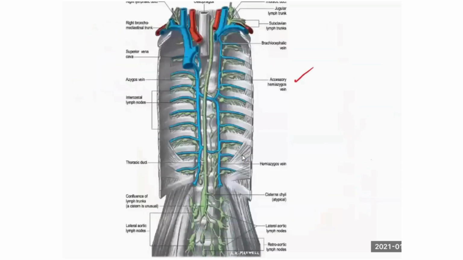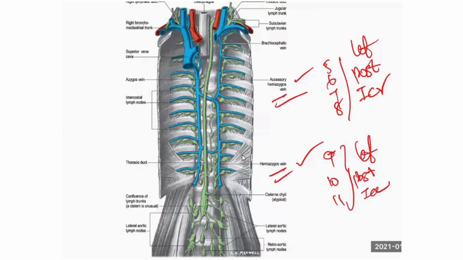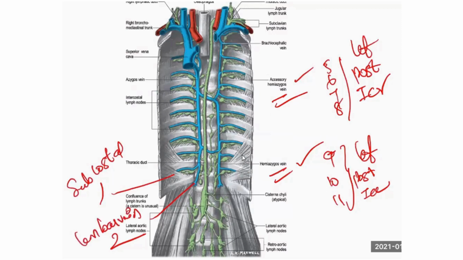Hemiazygos, accessory azygos. How is the accessory azygos formed? By the 5, 6, 7, 8 left posterior intercostal veins. Next, the 9, 10, 11 left posterior intercostal veins form the hemiazygos. Azygos vein formation is by the subcostal vein and lumbar vein. Remember, anything subcostal is T12. What is related to the 12th rib, whether nerve, artery or vein, subcostal is T12.